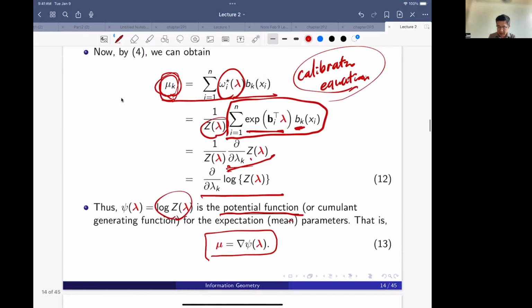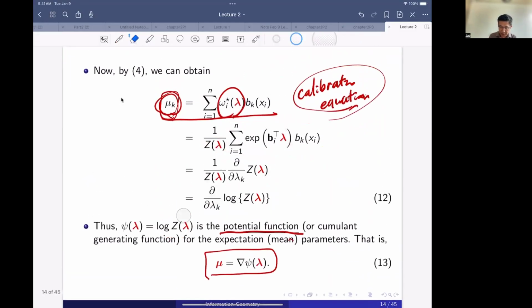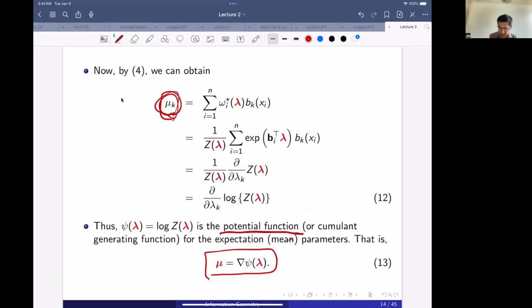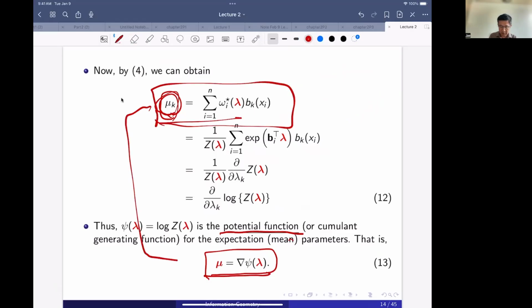So now I'm going to explain a little bit. Basically this equation is just a vector expression of this equation, equivalent, right? That means, because this is a calibration equation, this is actually the calibration equation.